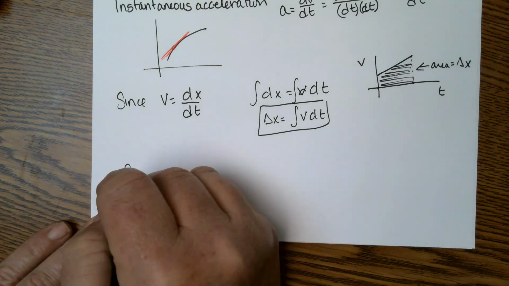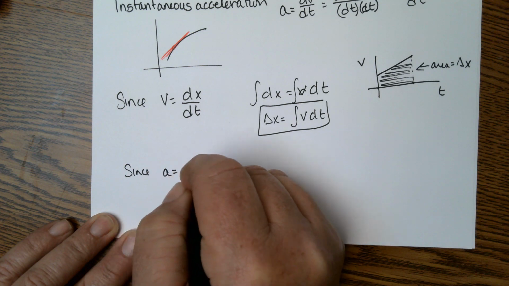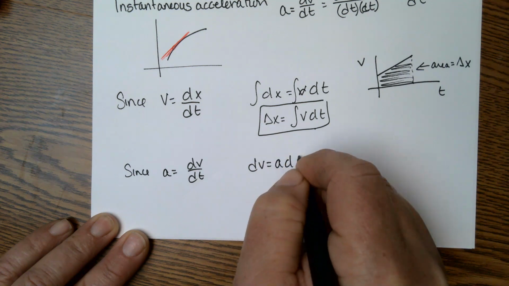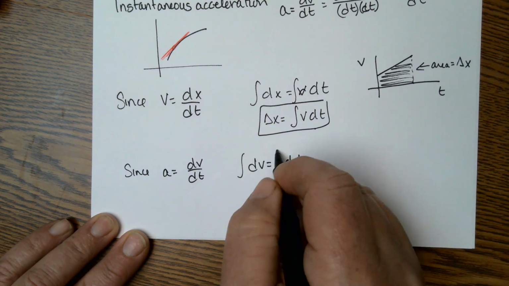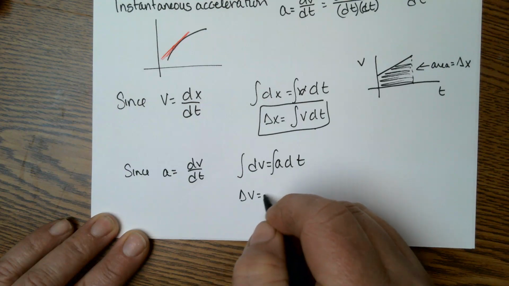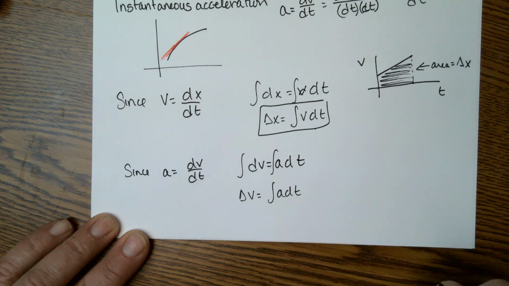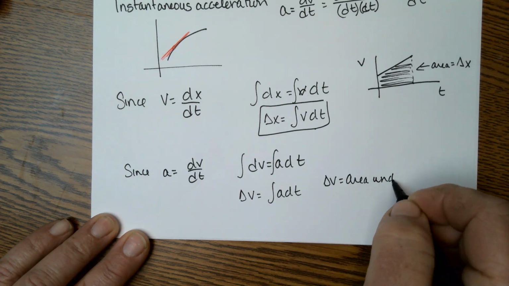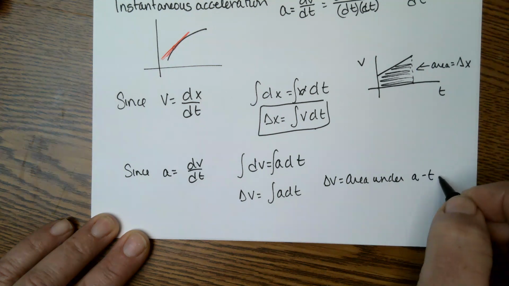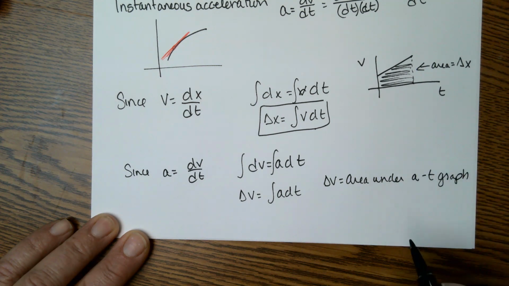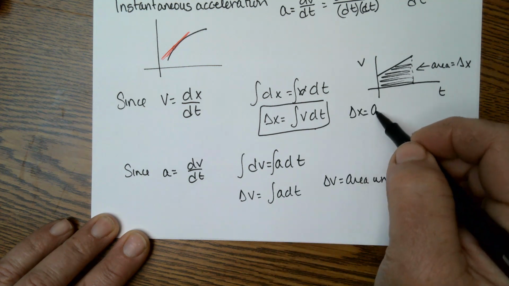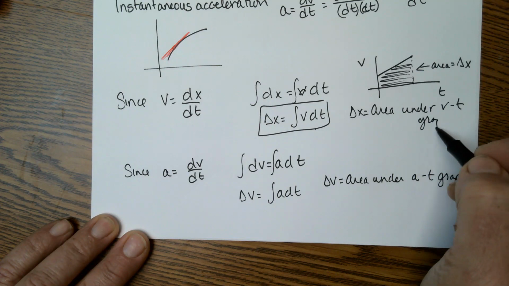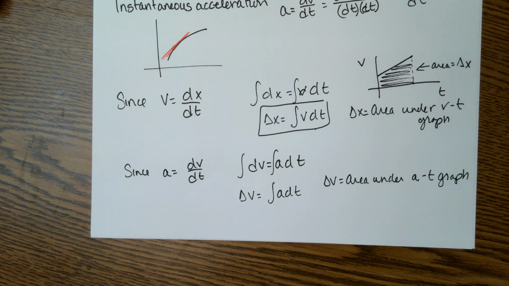And since acceleration is dv/dt, then I can separate those variables and I get dv is equal to a dt, and then we integrate that to find that the change in velocity is the integral of acceleration with respect to time. So delta v is the area under an AT graph. Delta x is the area under a VT graph. And that's position, velocity, and acceleration in a nutshell.